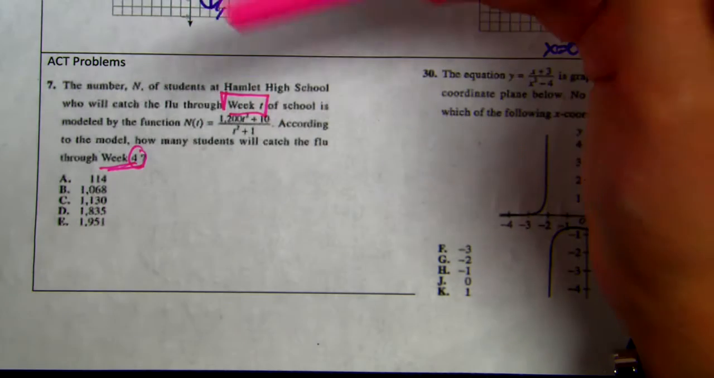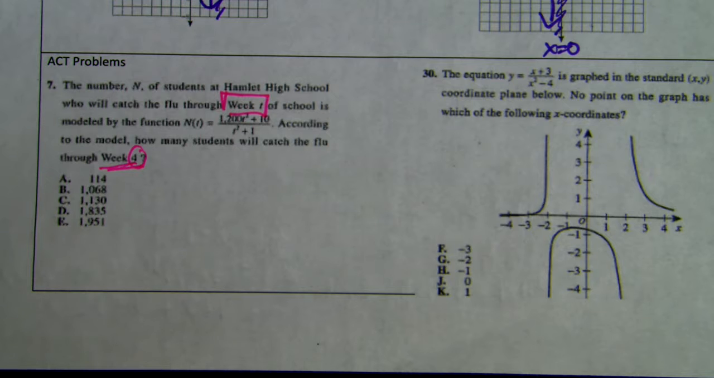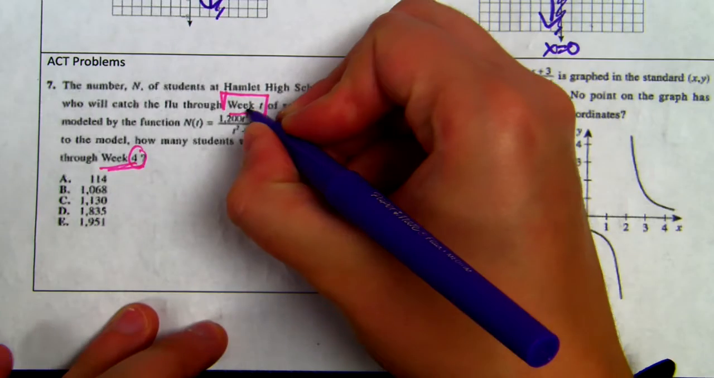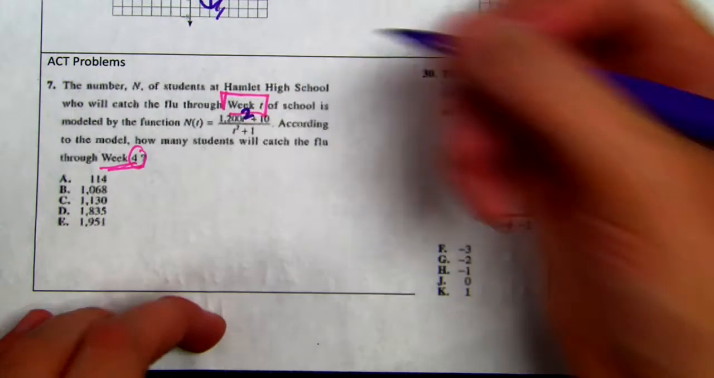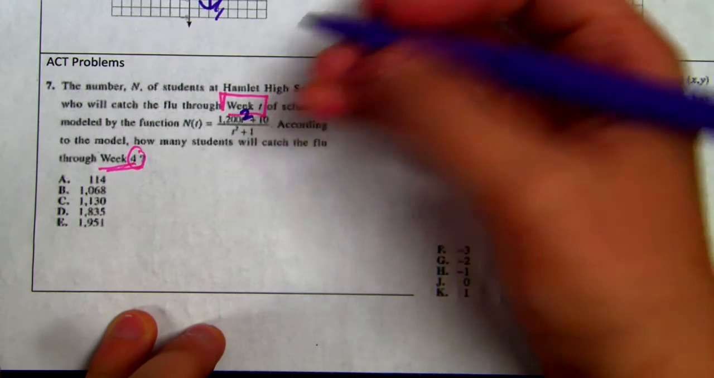So the number of students at Hamlet High School who will catch the flu through week t of school is modeled by the function n of t equals 1,200 t squared plus 10 over t squared plus 1, which I learned to be through trial and error, not because I can magically read that. According to the model, how many students will catch the flu through week 4?